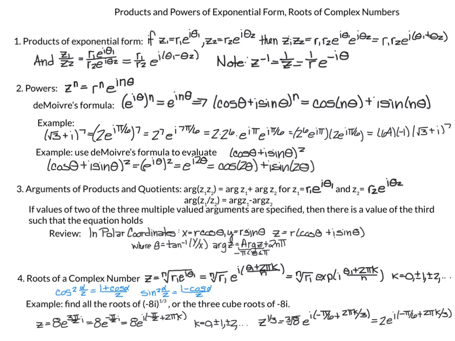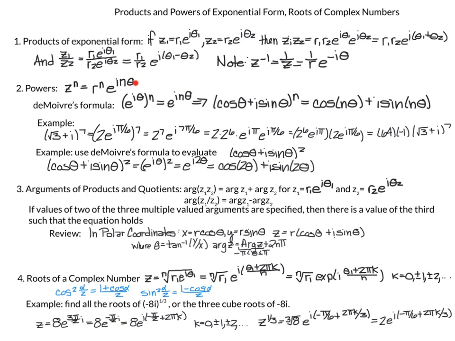We have a similar result for z1 divided by z2, and we also have the note that z to the negative 1 is equal to 1 over z, which is equal to 1 over r, e to the minus i theta. Next, we talked about powers of a complex number, which is simply r to the n, e to the i n theta. From there, we had De Moivre's formula, which is e to the i theta raised to the n. Using our powers here, that would just be equal to e to the i n theta.